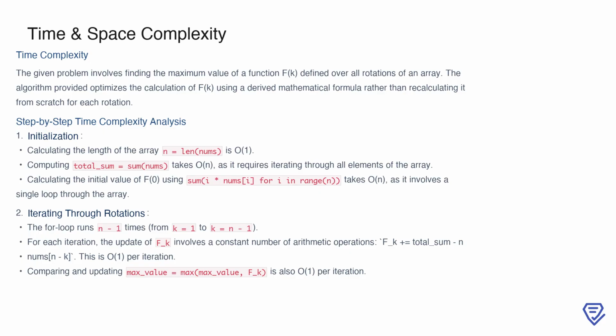After these preparatory steps, the algorithm proceeds to iterate through the rotations. For each rotation, the formula to compute f(k) from f(k-1) requires just a few arithmetic operations, making each iteration constant time, or O(1). The loop executes for n-1 rotations, resulting in an overall loop time complexity of O(n). Additionally, the comparison and update of the maximum value for each rotation are also constant time operations, contributing minimally to the complexity of the loop.